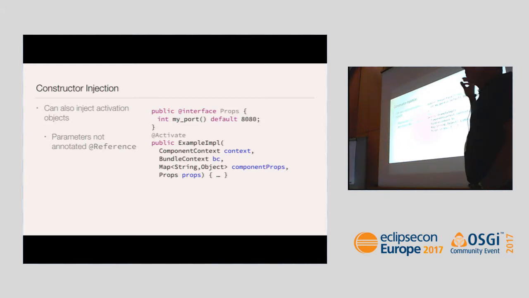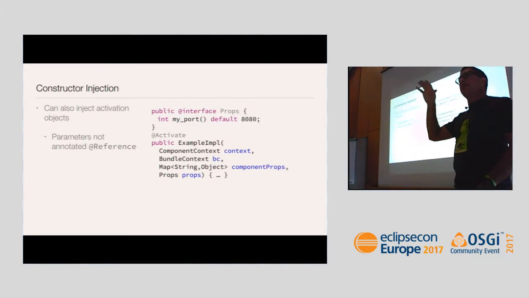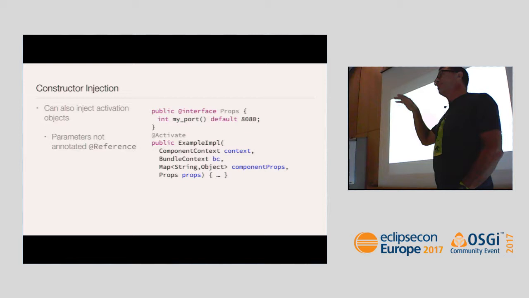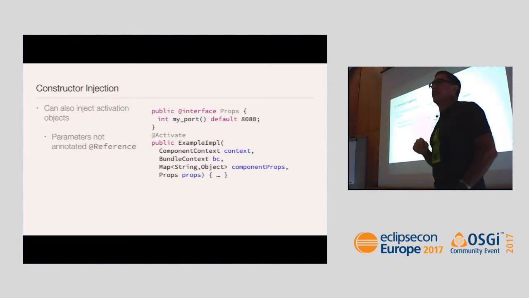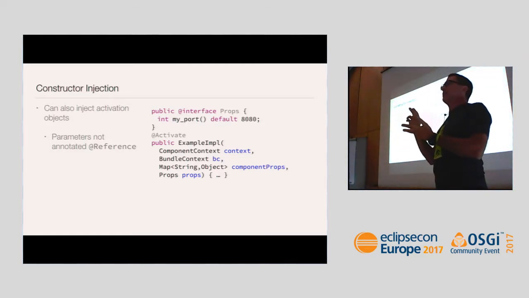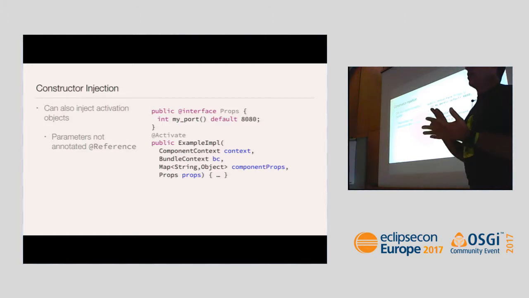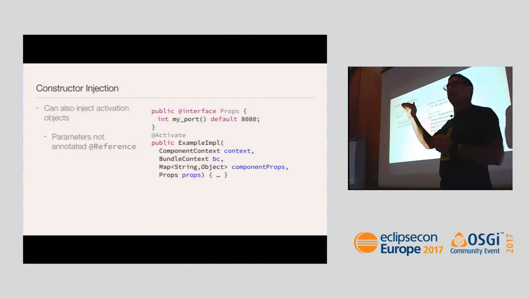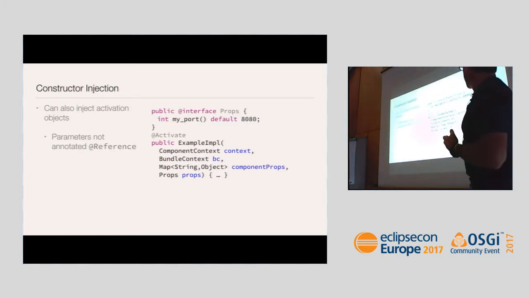And the other thing you can do: of the constructor parameters, you can decorate a set of them with @reference, which means that they're your services that you want injected. You can also get the activation objects injected the same way. So through the activate method that you had before, you could receive your component properties, you could receive a component context or a bundle context. All those sort of things you can also request to be injected into your constructor as well. And so basically any parameter of the constructor that's not decorated with @reference must be an activation object type. So you can get them all injected through there. And this includes the component property types, in the example here of the props.